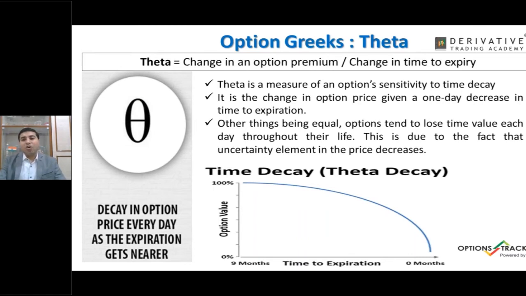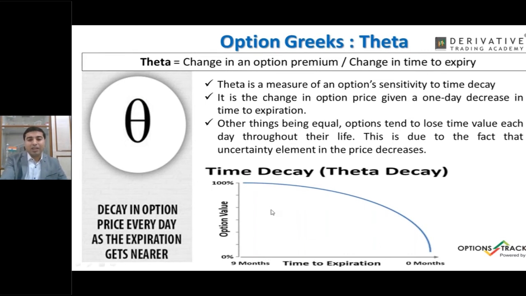Other things being equal, options tend to lose time value each day throughout their life. This is due to the fact that the uncertainty element in the price decreases. So as I mentioned earlier, time decay is the one thing that is permanent. Time has to go. It is a fact of life, and also a fact for options. If you have bought some options and the market stays there, your premium has to decline. So this is how exactly the property of theta works.